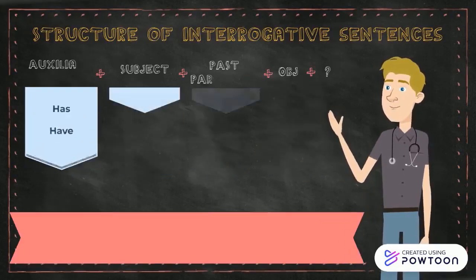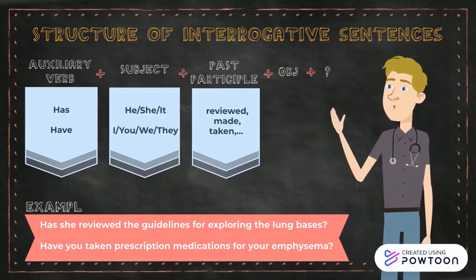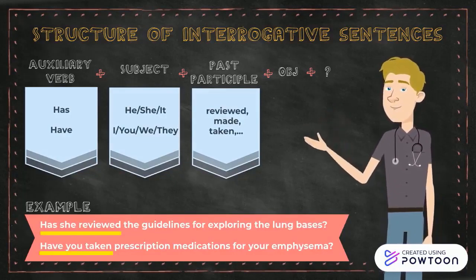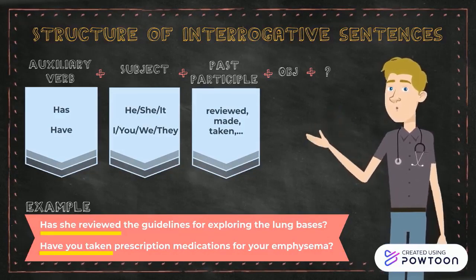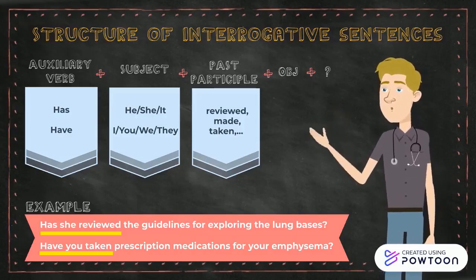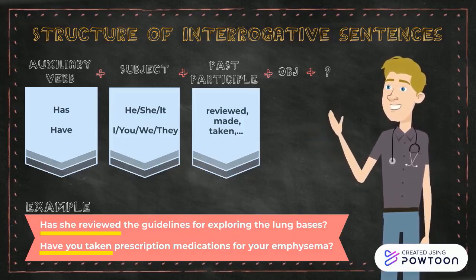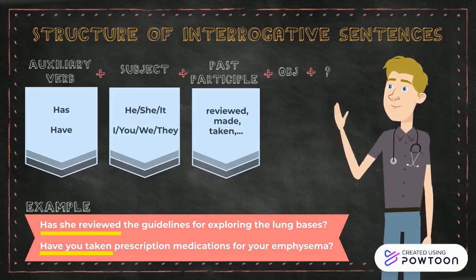Structure of interrogative sentences in the present perfect tense. Auxiliary verb plus subject plus past participle plus obj plus question mark. Auxiliary verb has with the subject he, she, it. Auxiliary verb have with the subject you, we, they.